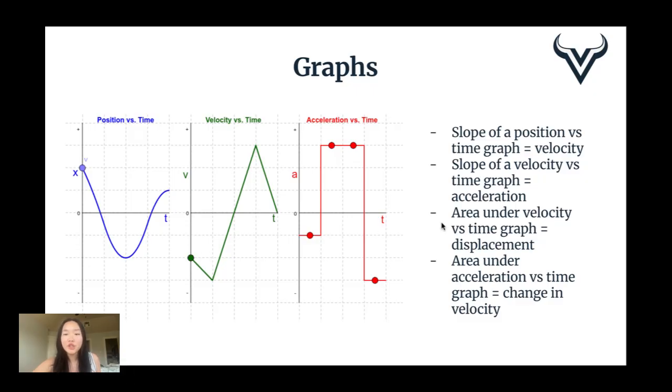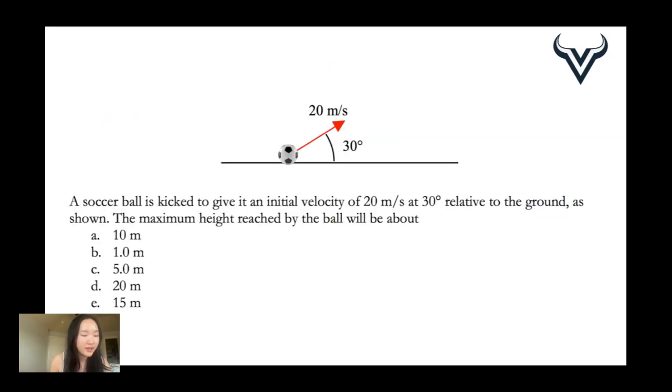The area under a velocity versus time graph equals displacement because velocity times time is displacement, and the area under an acceleration versus time graph equals the change in velocity. Take some time to read the problem and solve it for yourself before I explain.